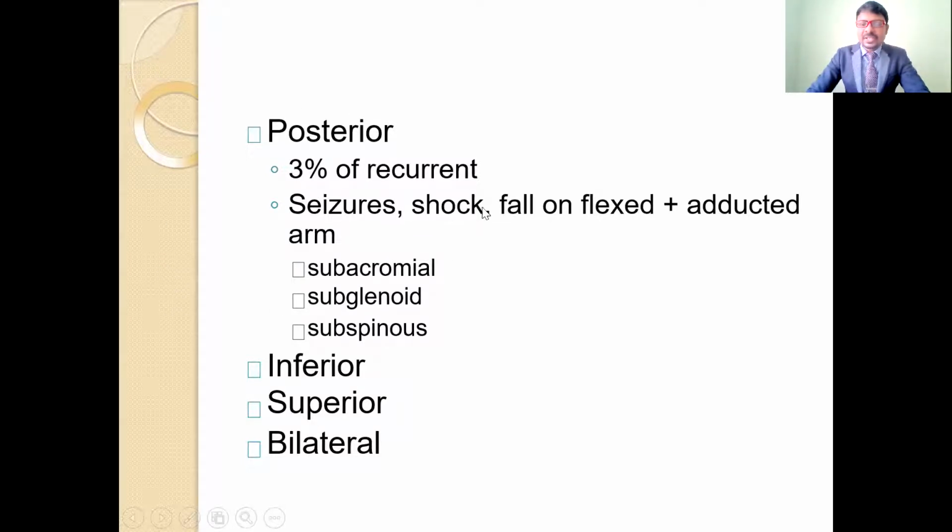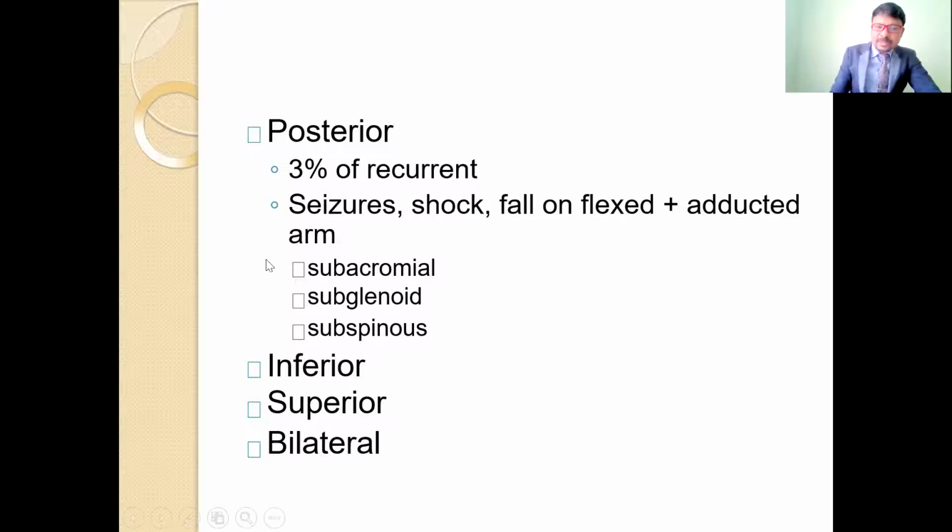And also electric shock. If anybody suddenly gets an electric shock, they may chance to get an abnormal direction of the shoulder movement, so it may lead to posterior dislocations. And also a fall on a flexed and adducted arm. If anybody has a history of a fall, there is flexion and also adduction movement. If they are in these positions, they may chance to get posterior dislocations.